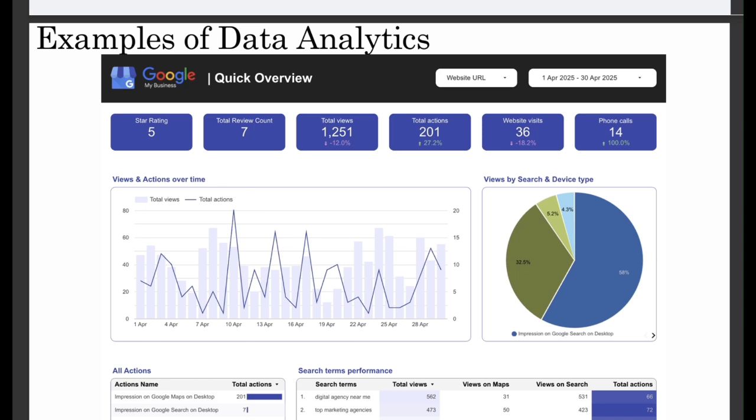Marketing analytics uses data to understand customer behavior, optimize advertising spend, and personalize customer experiences. For example, which customer segments are most likely to respond to a campaign? Which marketing channel delivers the best return on investment?